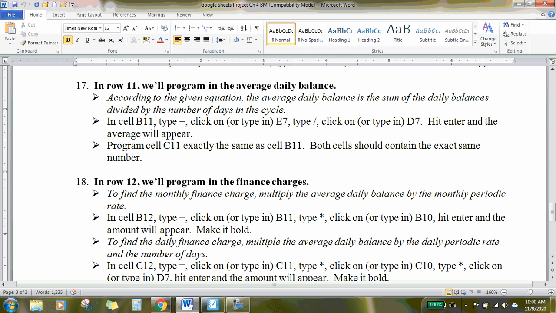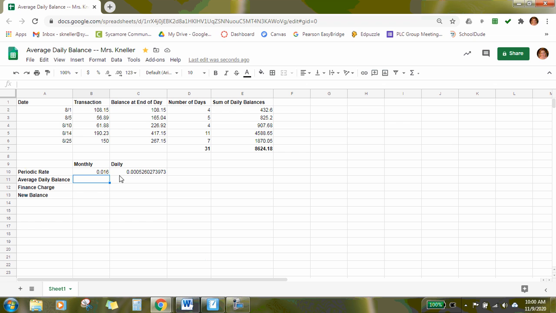In row 11, we're going to have to take what is in E7 and divide it by what is in D7, the number of days. And here we should be able to click on the cells. Okay, so I'm going to go to my average daily balance for the month, and I'm going to do equals. Then I'm just going to click on E7, which was bolded. I'm going to do the little slash for divide, which is the question mark key again. And then I'm going to click on D7, which is the 31, and then hit enter.